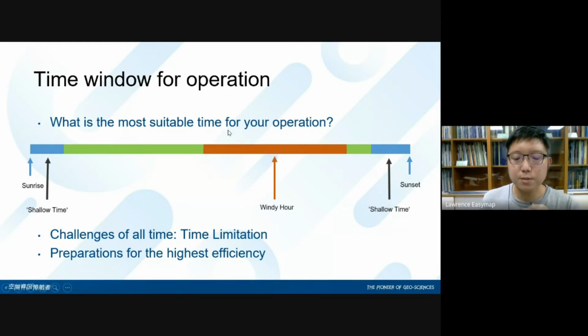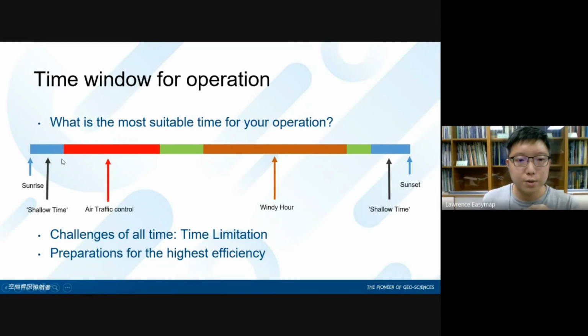Okay, so in some seasons, wind may pick up in the afternoon, maybe around 12 to 1 p.m. Starting from that, the wind will pick up and it will become very windy until almost the end of the day. So is the windy hour suitable for your operation or suitable for your UAV?